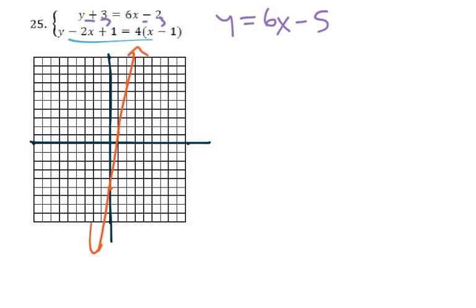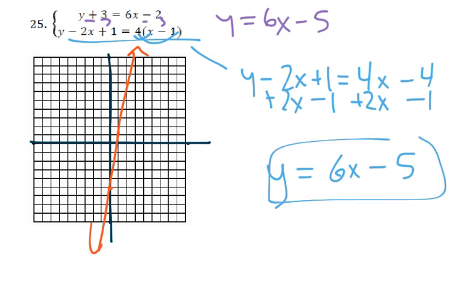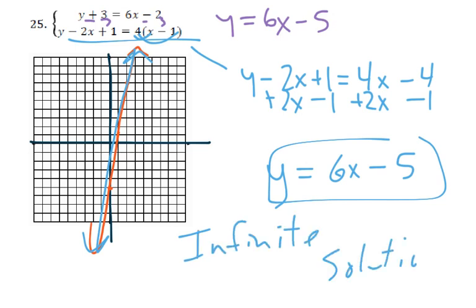Okay. Now for the last part, we got a lot of work to do here. y minus 2x plus 1 equals, first I multiply, 4x minus 4. So we subtract 1, which would give us minus 5. Add 2x, which would give us 6x. So we get y equals 6x minus 5, which is the same thing. And remember, when they're the exact same thing, we call that infinite solutions because they're overlapped. They're always intersecting.